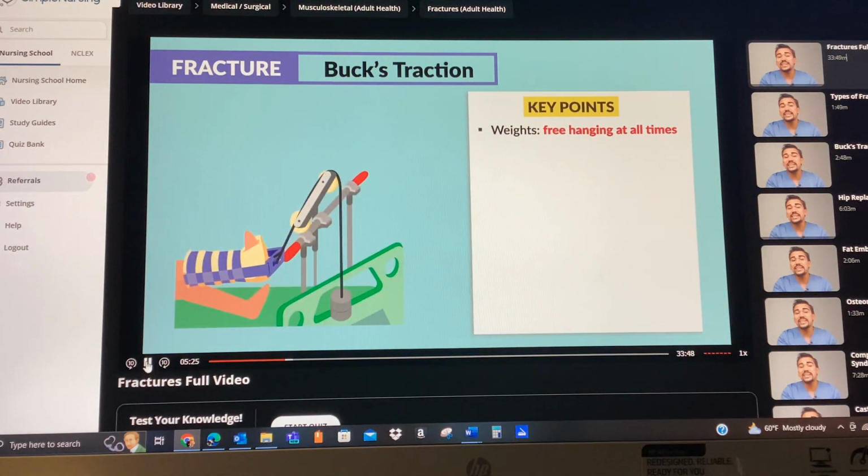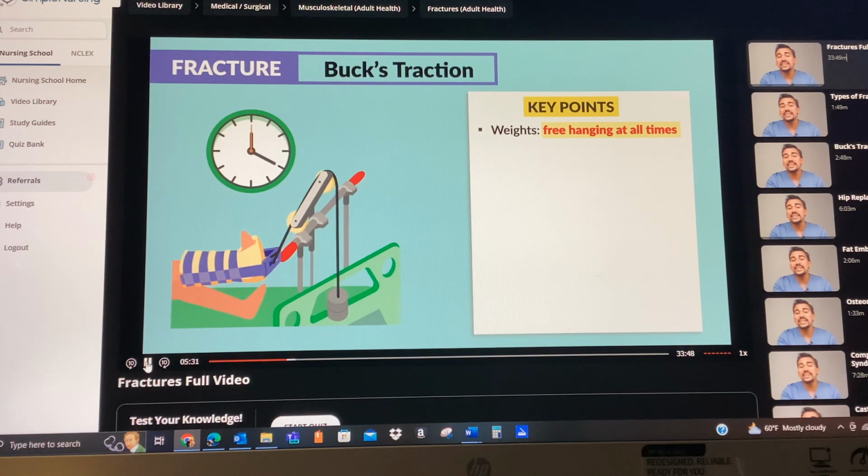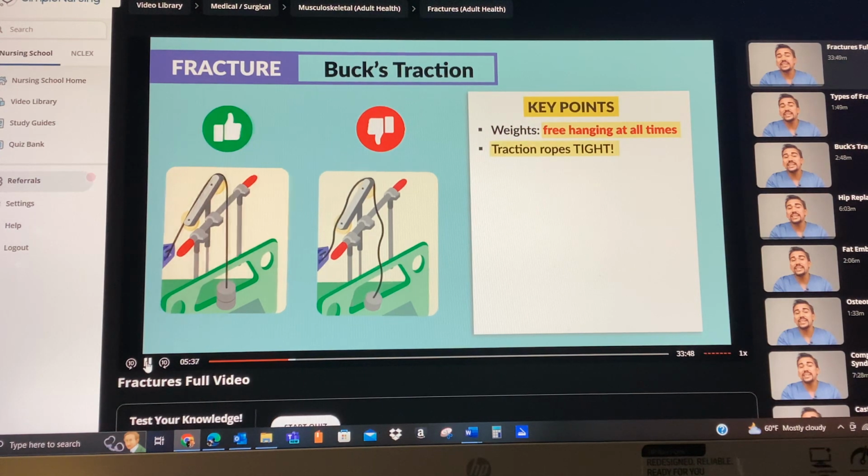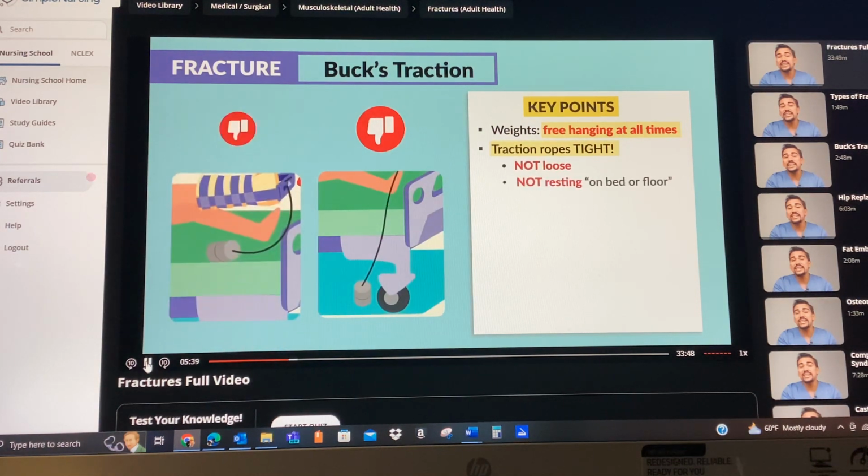Number one is the weights. Key terms, they should be free hanging at all times to maintain traction. Next is traction ropes. These must be tight to keep traction. So key terms here, not loose, not resting on the bed or the floor. This does not keep traction here.